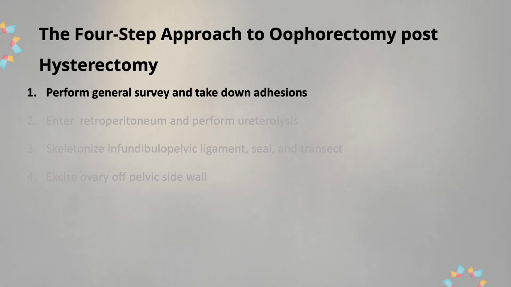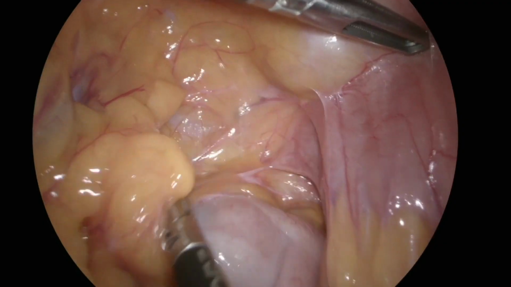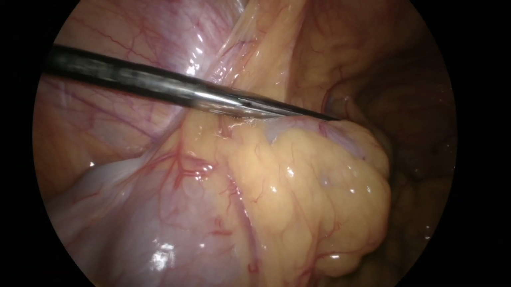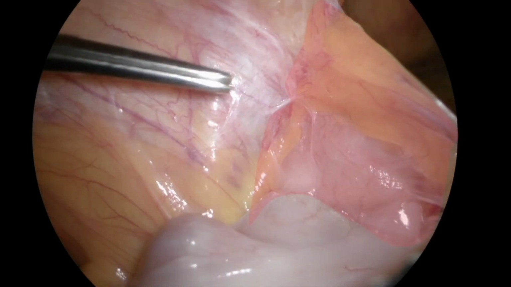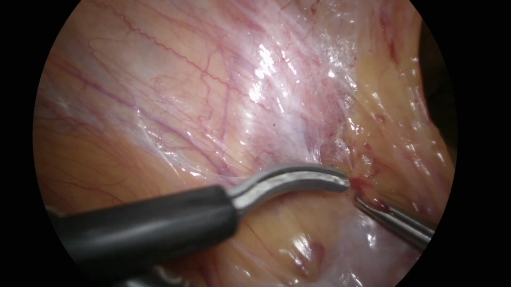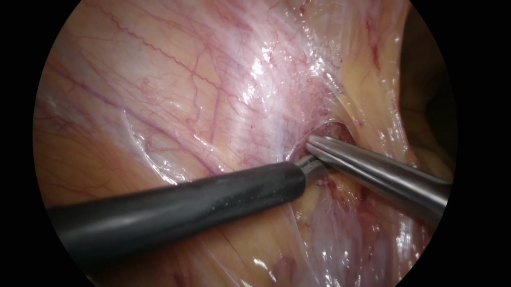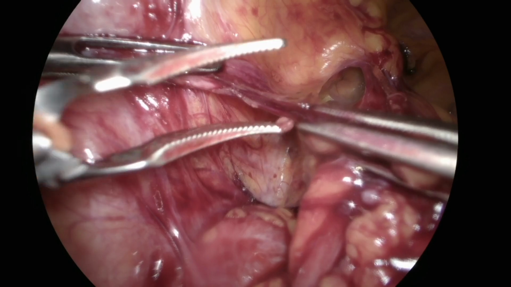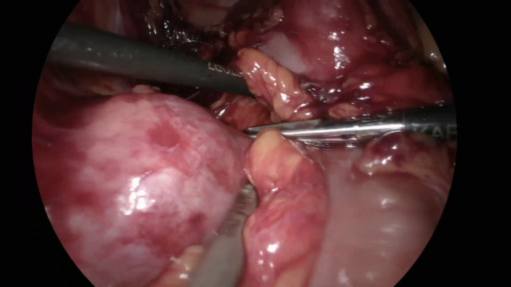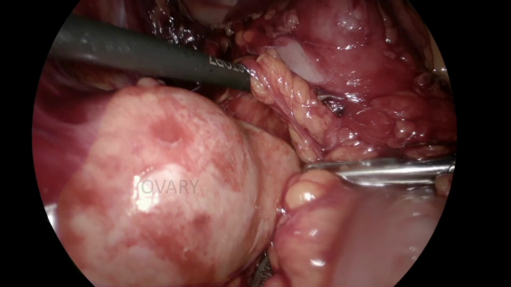Step 1. Perform a general survey and take down adhesions. Upon entering the pelvis, we pan from the right to the left lower quadrant and notice filmy adhesions between the bowel and the left pelvic sidewall. In order to access the pelvic sidewall and the ovary, these adhesions were taken down with a combination of sharp and blunt dissection. We continued to lyse the adhesions, medializing the bowel until the ovary was seen through the left pelvic sidewall.